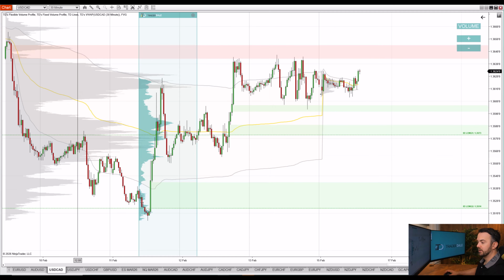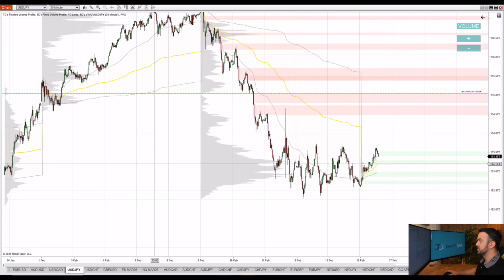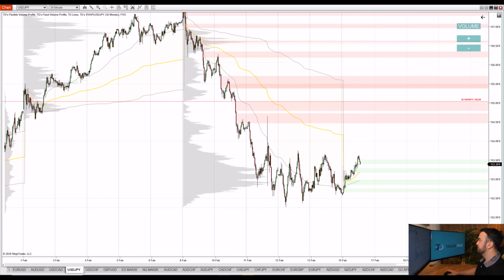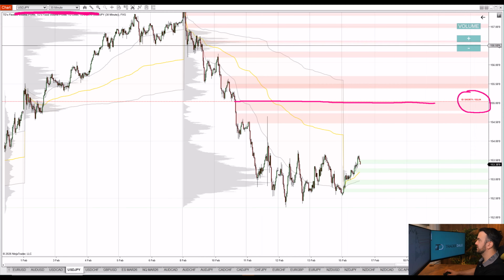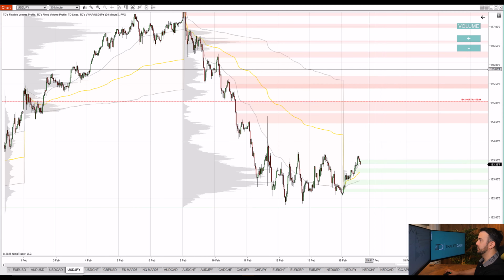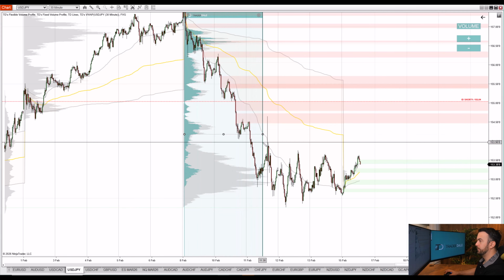Let's now move on to check the US dollar Japanese yen. What I have here on this 30-minute chart of the US dollar Japanese yen is a resistance level. Resistance at 155.04. This resistance is based on a strong downtrend, this downtrend, and it is based on a heavy volume cluster formed within the downtrend. Let me show you using the volume profile.